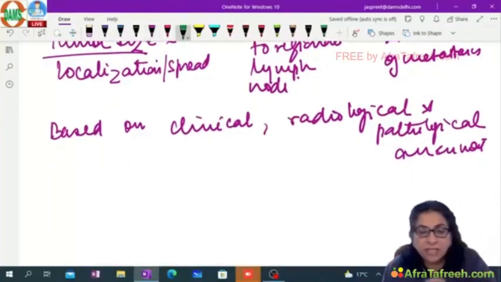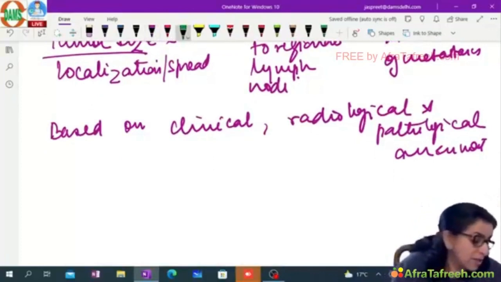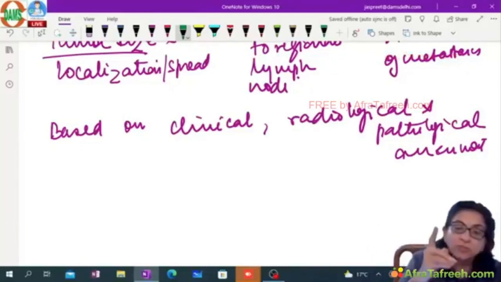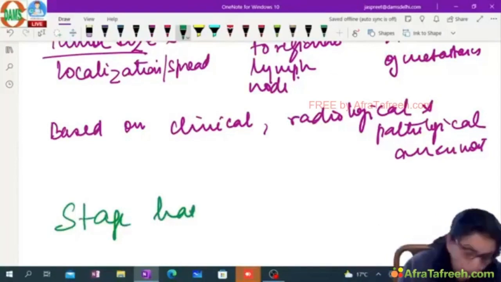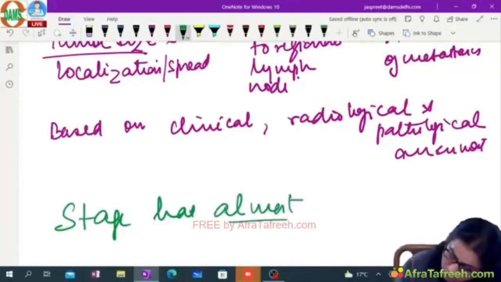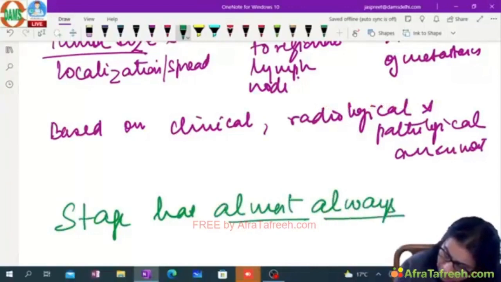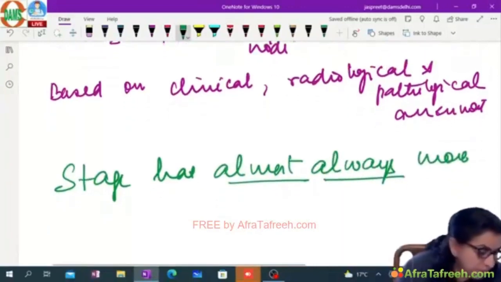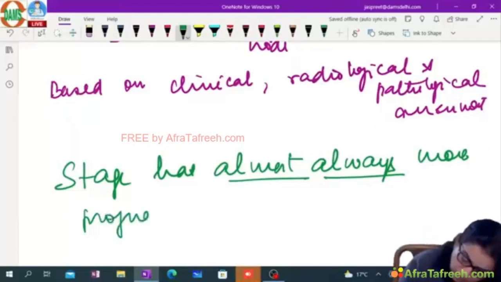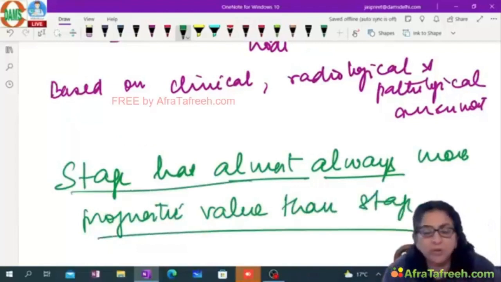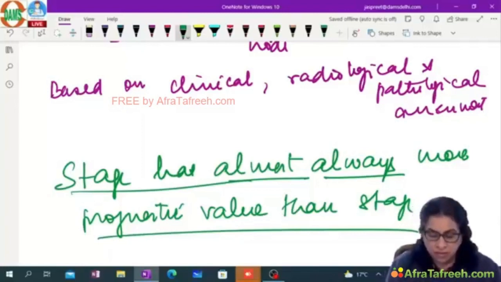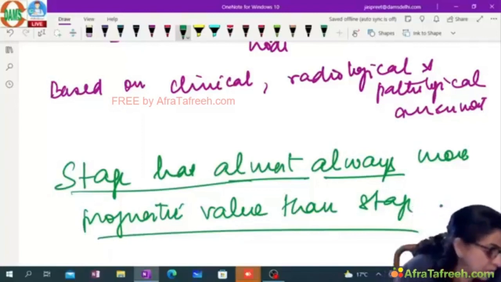Grading is also a prognostic factor. TNM staging is also a prognostic factor. Always remember, both are prognostic factors. Stage almost always, I'm using the words almost always, has more prognostic value than grade.